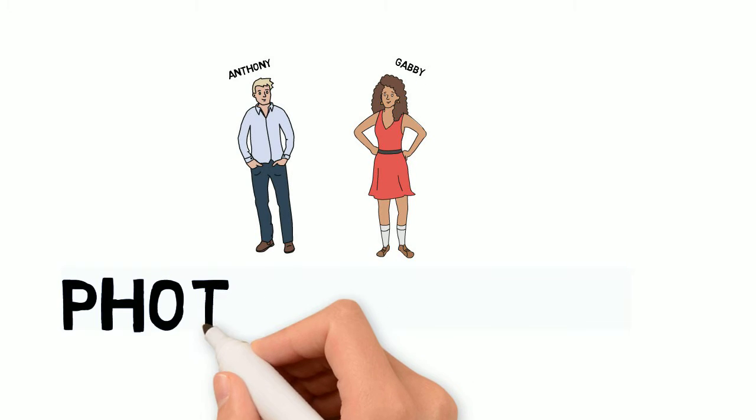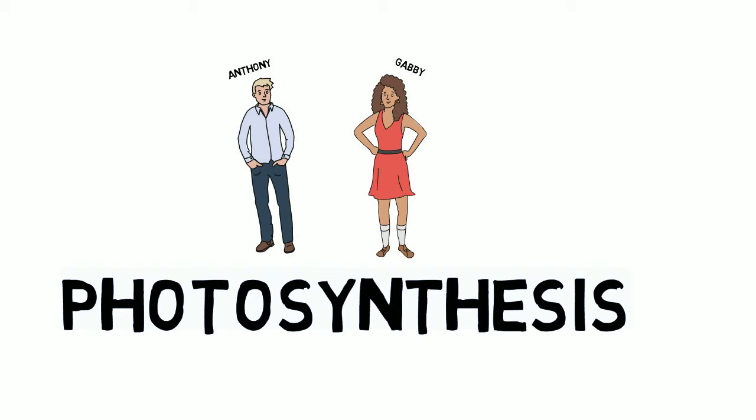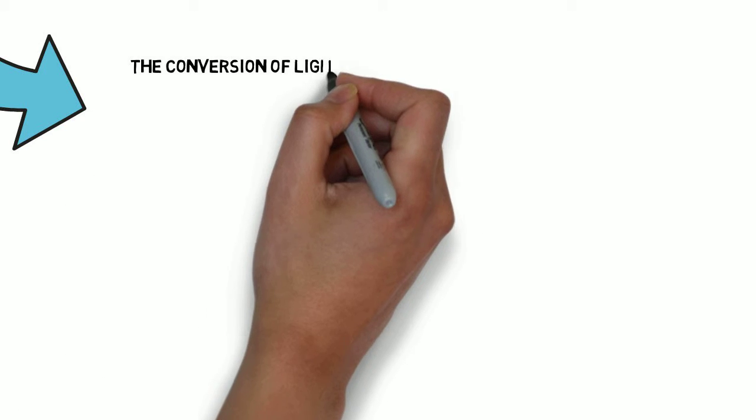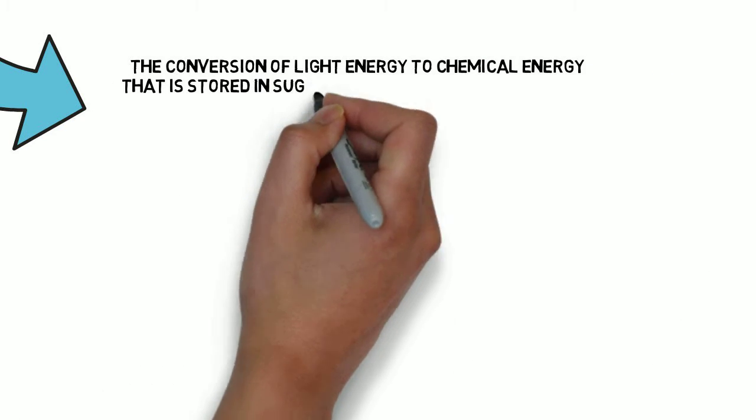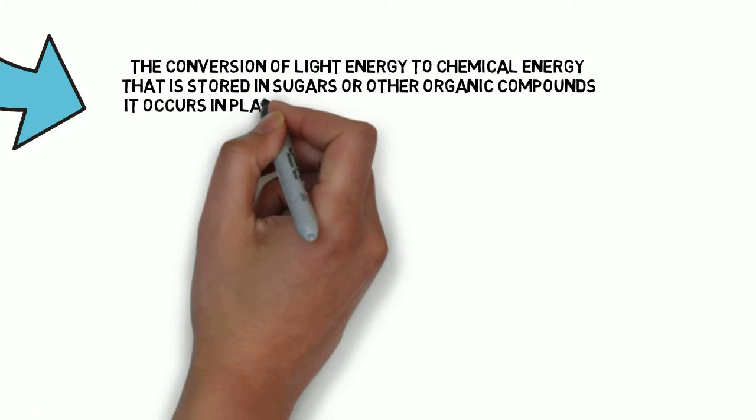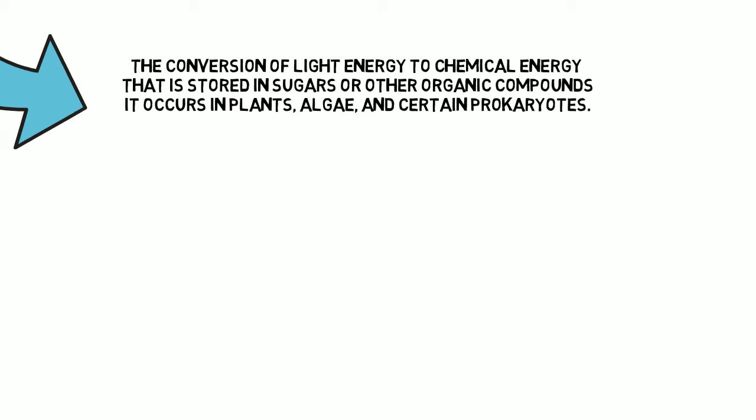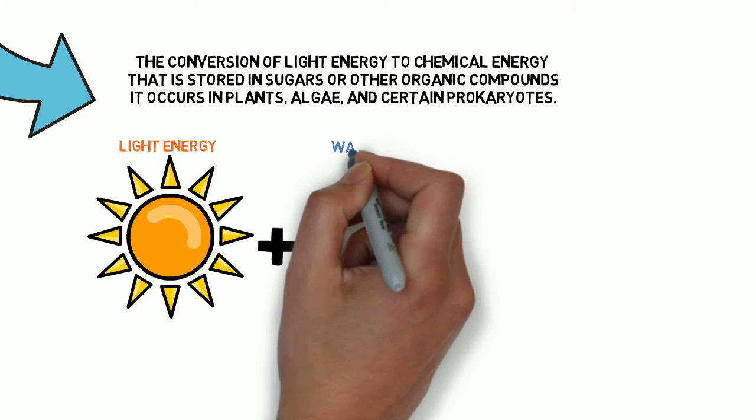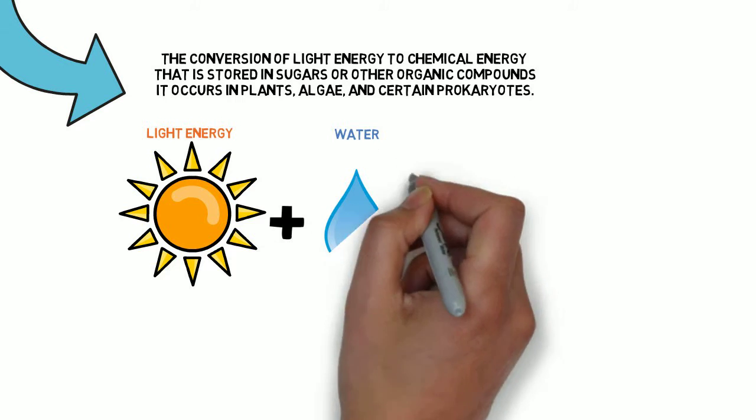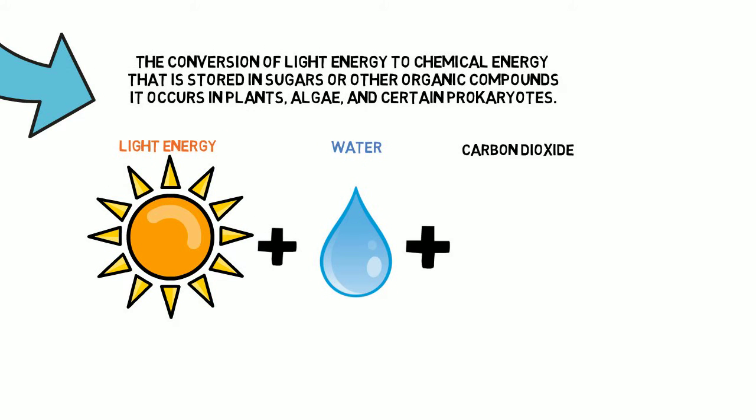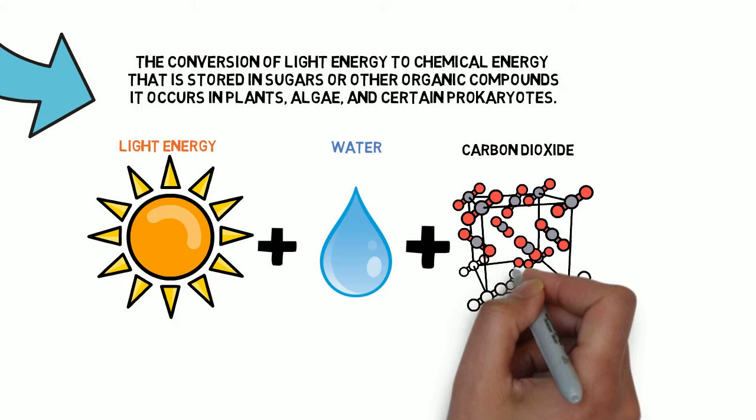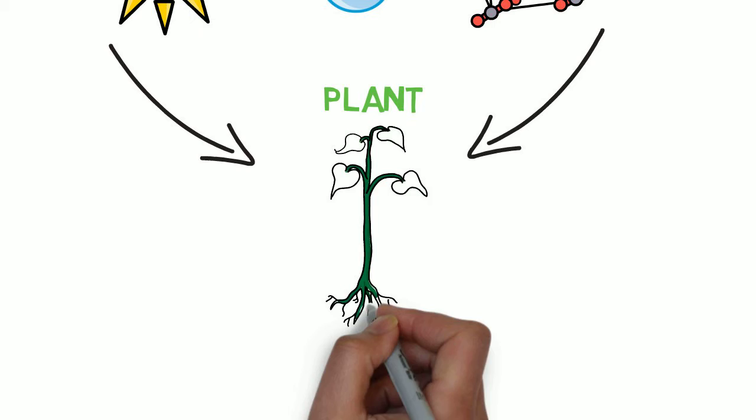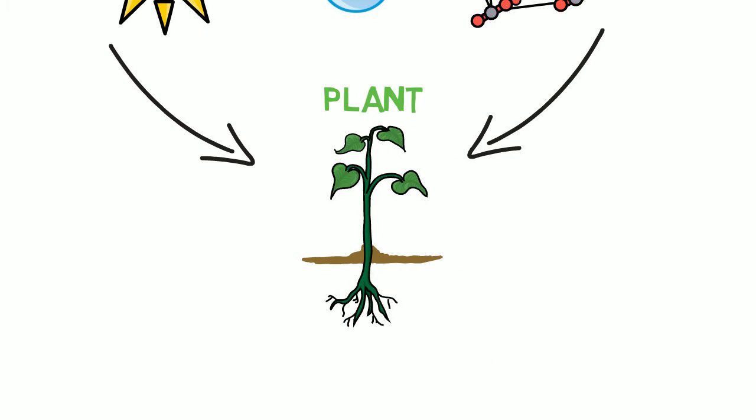Today we are going to be debunking photosynthesis. Photosynthesis is the conversion of light energy to chemical energy that is stored in sugars or other organic compounds. It occurs in plants, algae, and certain prokaryotes. So if you didn't get that, photosynthesis is the process by which green plants and some other organisms use sunlight to synthesize foods from carbon dioxide and water. Let's break it down.